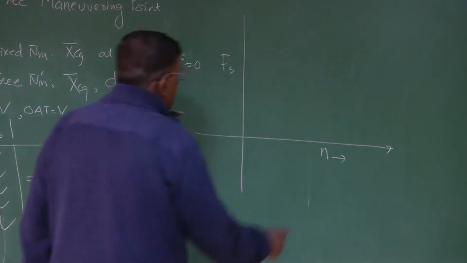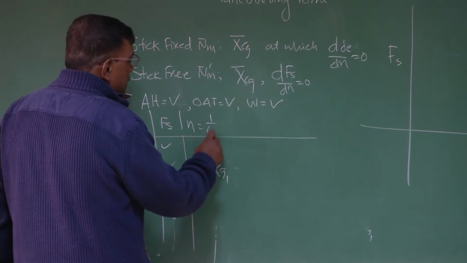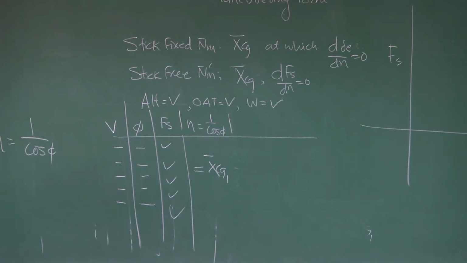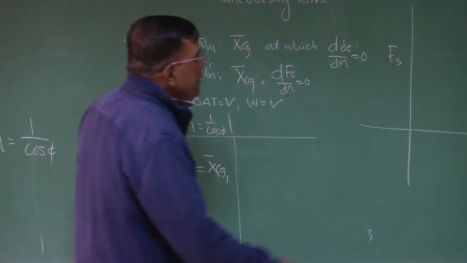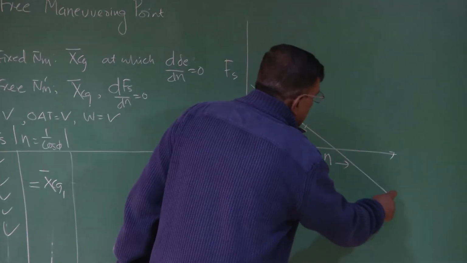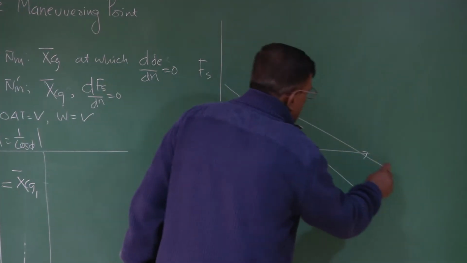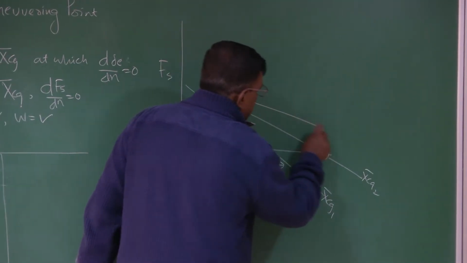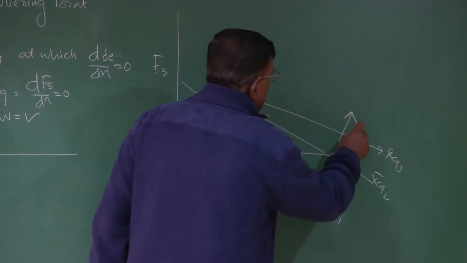And how will I get the value of n? n I will get from here, n equals 1 by cos phi. Right? So I get the value of n. So I plot Fs versus n, and let's say these are the values for different speeds. Again, this is say XCG1. Similarly, I get for another XCG2. Similarly, I can get for another XCG3. Like this, you can go on generating.